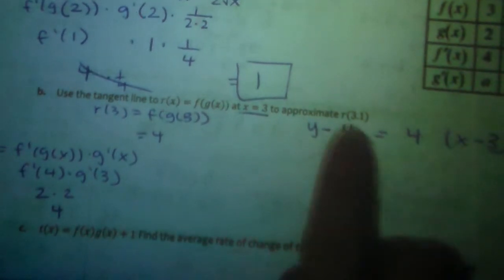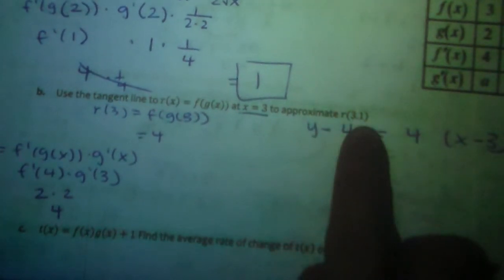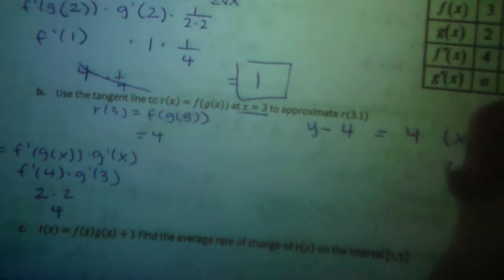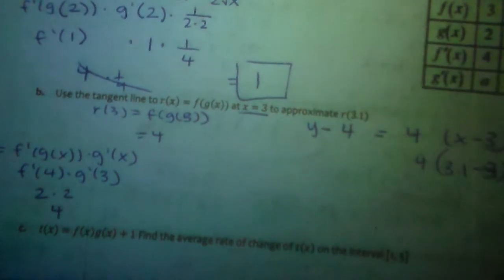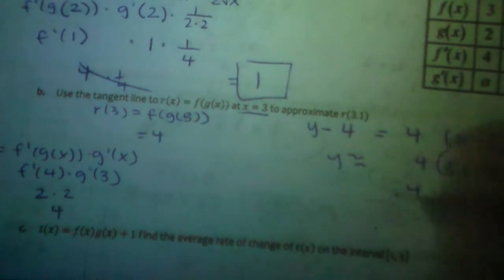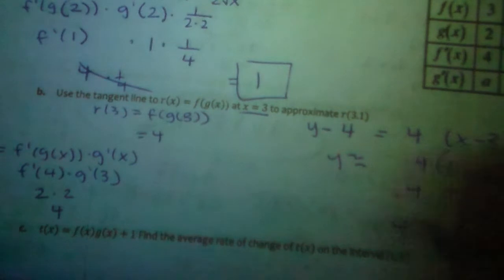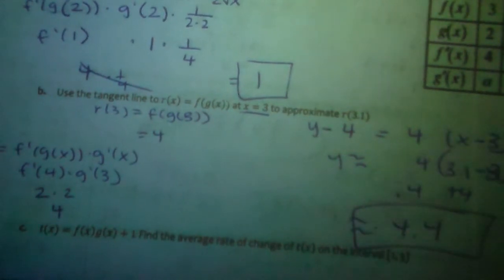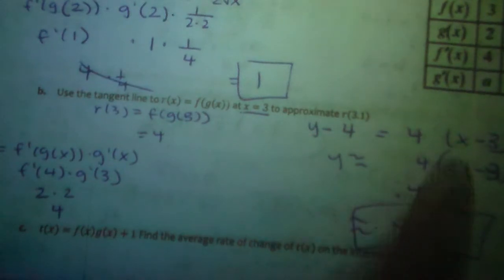And then now I'm going to use this tangent line to approximate when x is 3.1. And then add the 4 over. So this is 0.1 times 4, which is 0.4 plus 4. So 4.4 is my approximation. Once you have your tangent line, you literally just plug in the number you're approximating in for your x.